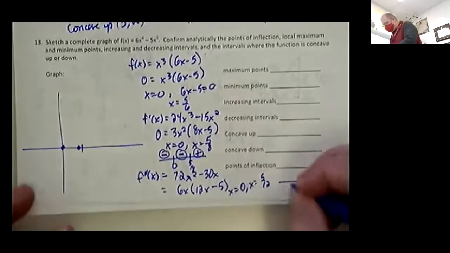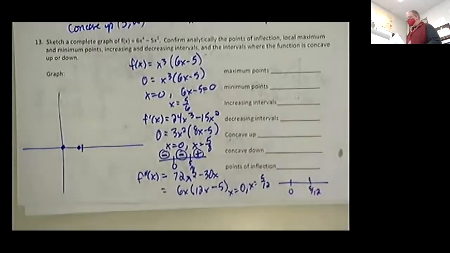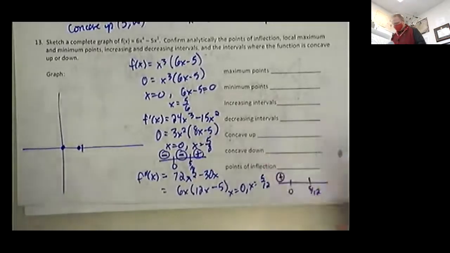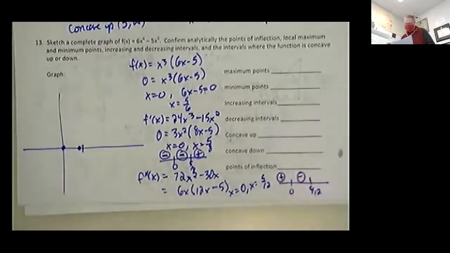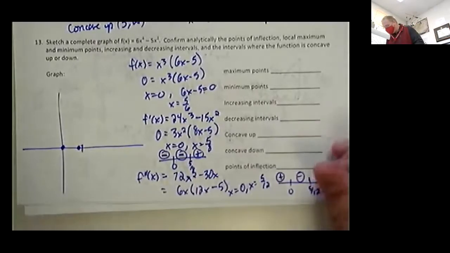Now we want to do a check for concavity with 0 and 5/12. To the left of 0, when you pick a number and plug it in, you're going to get a positive. Between 0 and 5/12, you use 1/12 or 1/4, those would work. You get a negative. To the right of 5/12, plug in a half, 1, you'll get a positive.